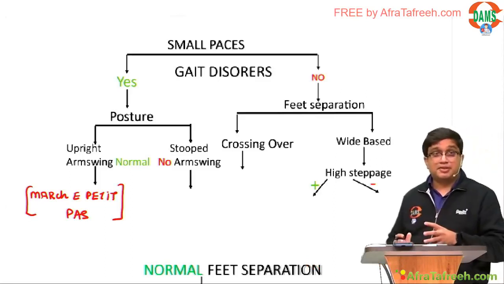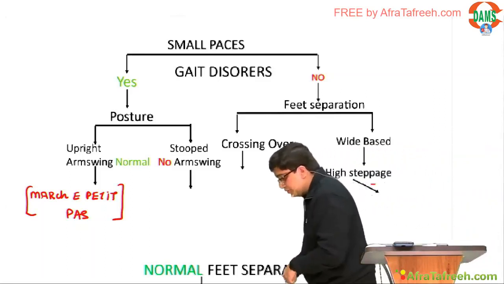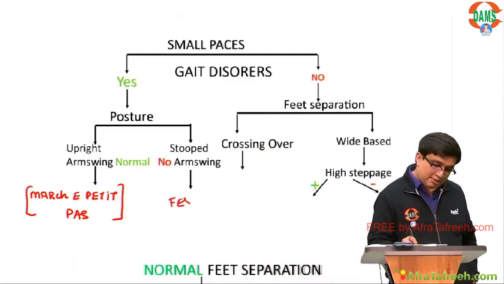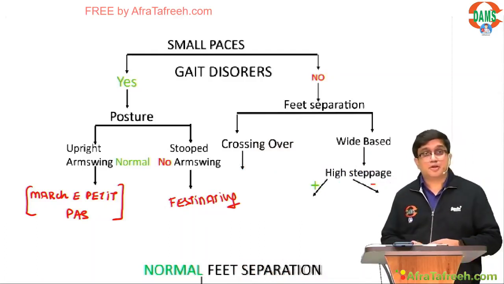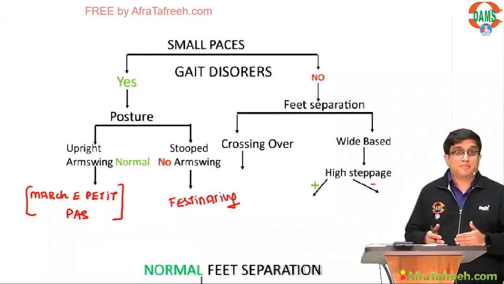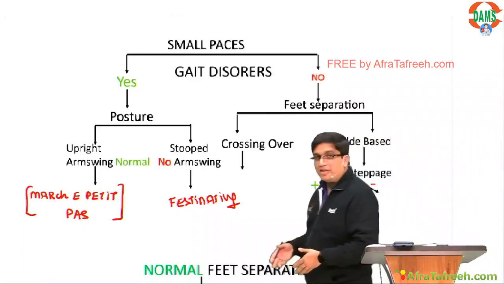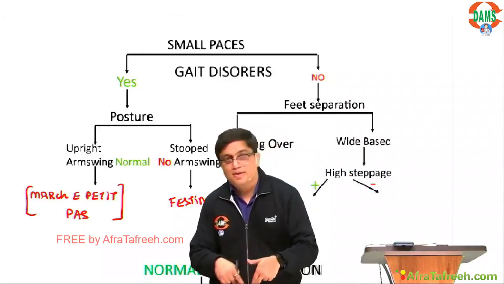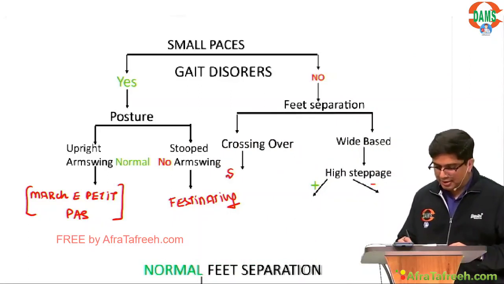Sometimes the patient of Parkinson has a stoop posture with no arm swing and small paces, means shorter steps. That is a patient of festinating gait. Festinating gait. Parkinson disease. Now we have a patient in which the paces are not small, they are normal paces. But the feet separation shows a crossover. So maybe not reflected in the camera properly. But if you see the patient walking, he'll cross his legs like this, like the scissors are moving. This is what is known as a scissoring gait. The scissoring gait.